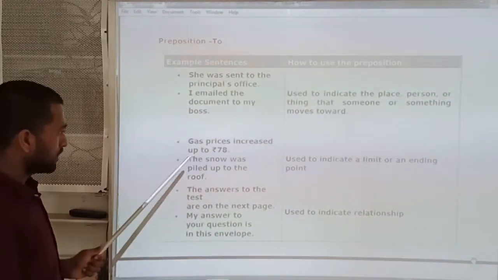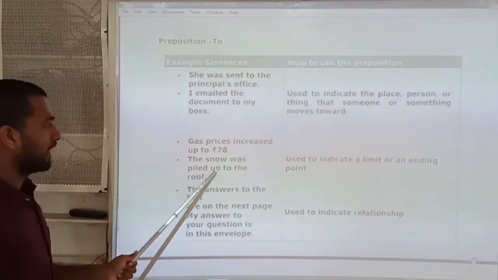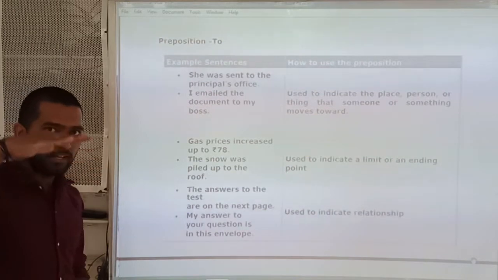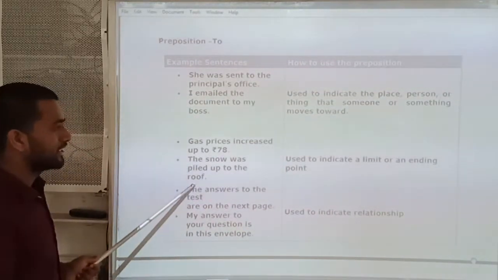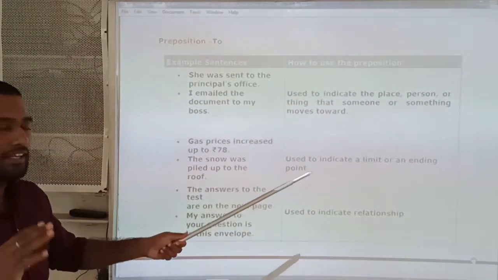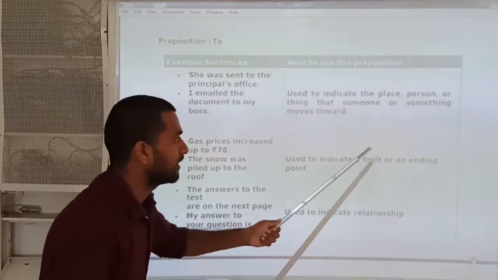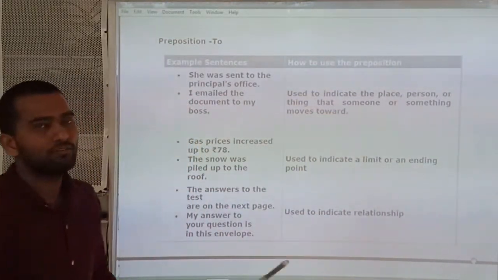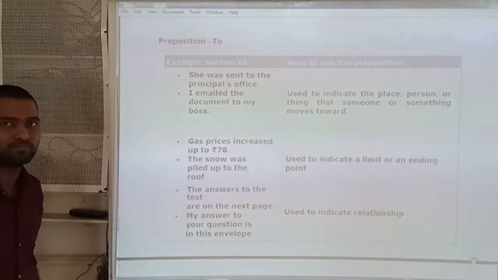Next, the snow was piled up to the roof. Piled up to the roof. Here roof is an ending point. So if it is an indication of any limit or an ending point, we use the preposition to.